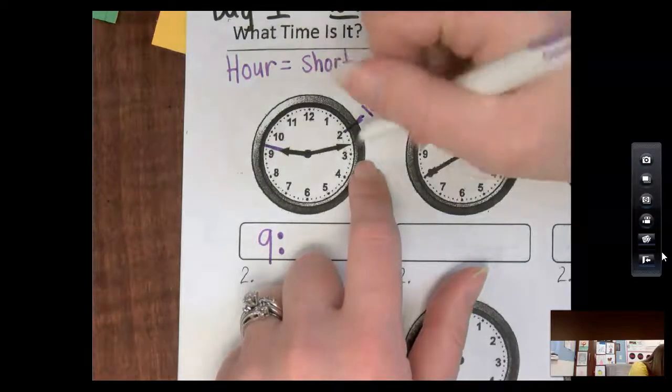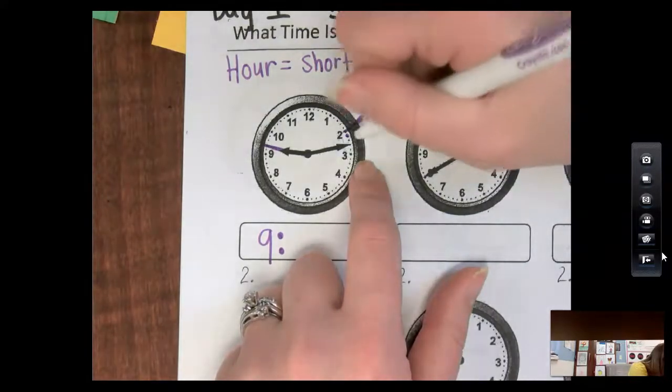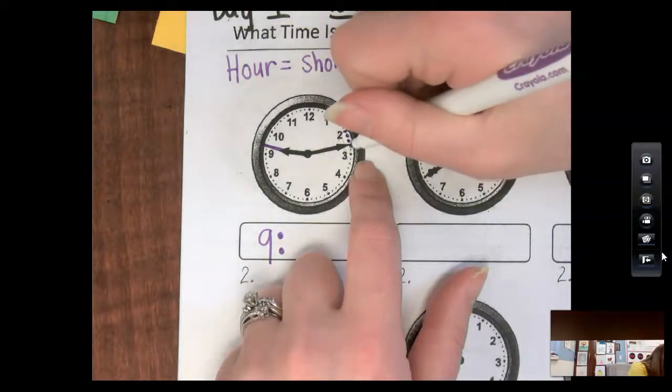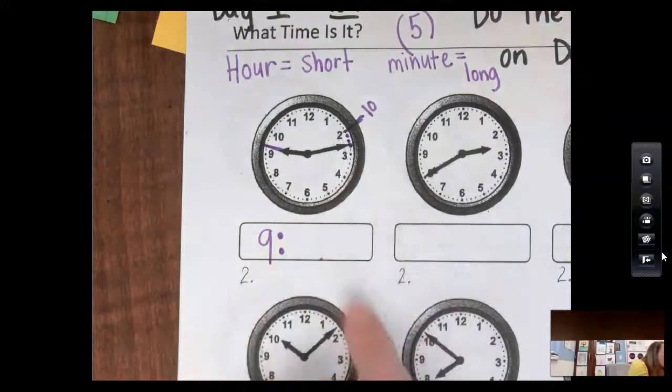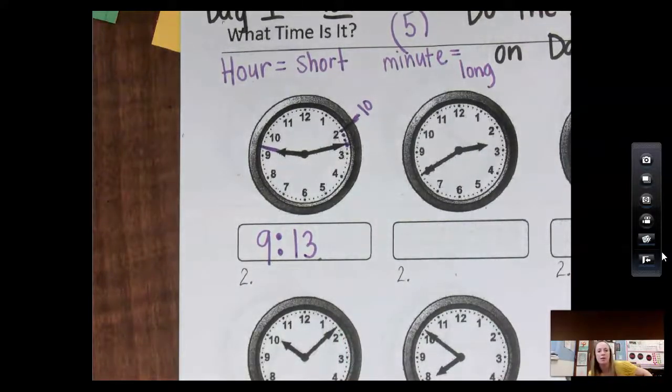But then I can count on. So I'm at 10, 11, 12, 13. It is 9:13. So right now it is 9:13.